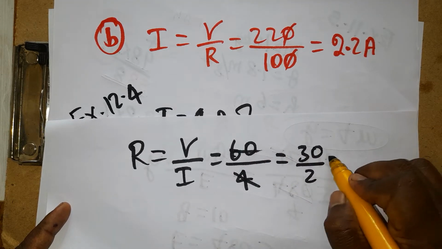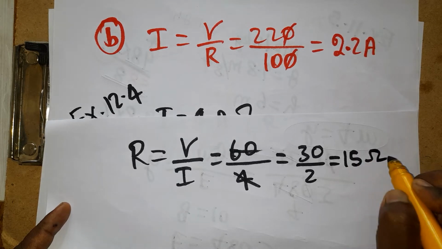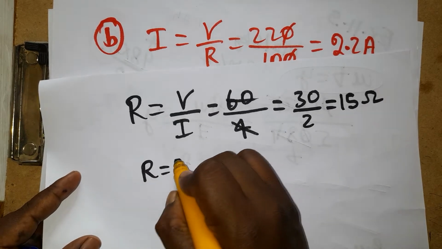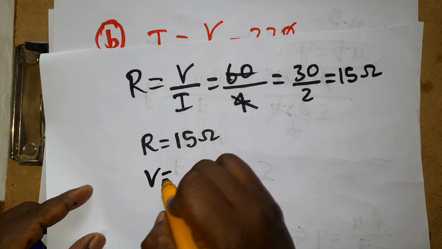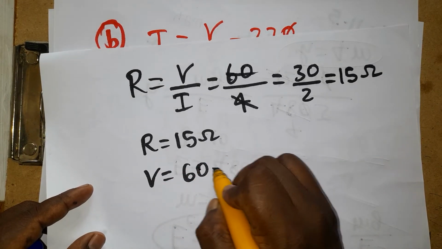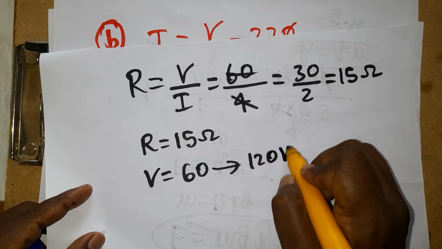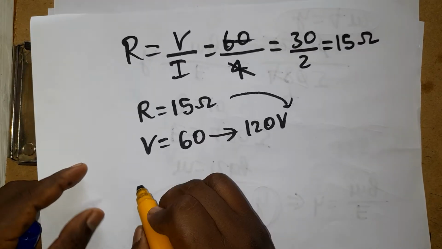Exactly 30 divided by 2, 15 ohms. Resistance is 15 ohms. I got that with the first situation. Okay. Now the applied voltage of 60 volts is increased to 120 volts. Resistance will be the same for the second condition.